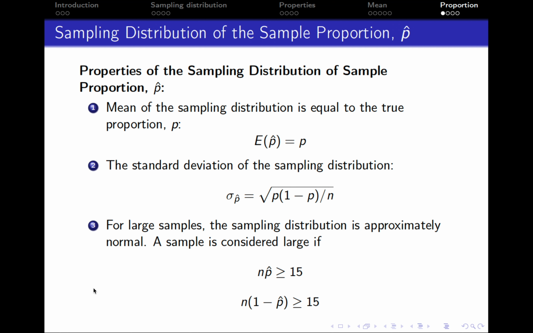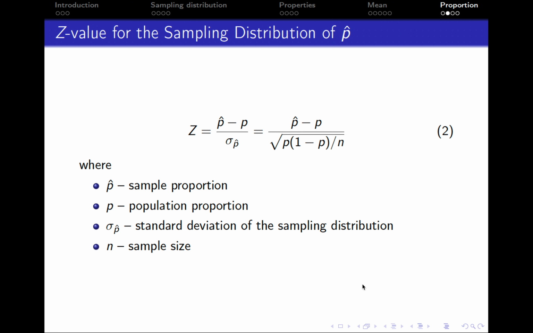So the sampling distribution will be a normal distribution, and a sample is considered to be large if we take the number of observations and multiply it by the sample proportion, and if this value is higher than or equal to 15, then we can say that the sampling distribution is a normal distribution. Or alternatively, we can take n, the number of observations, and multiply it by the difference between 1 and the sample proportion, and if we get a value that is higher than or equal to 15, then we say that the sampling distribution is a normal distribution.